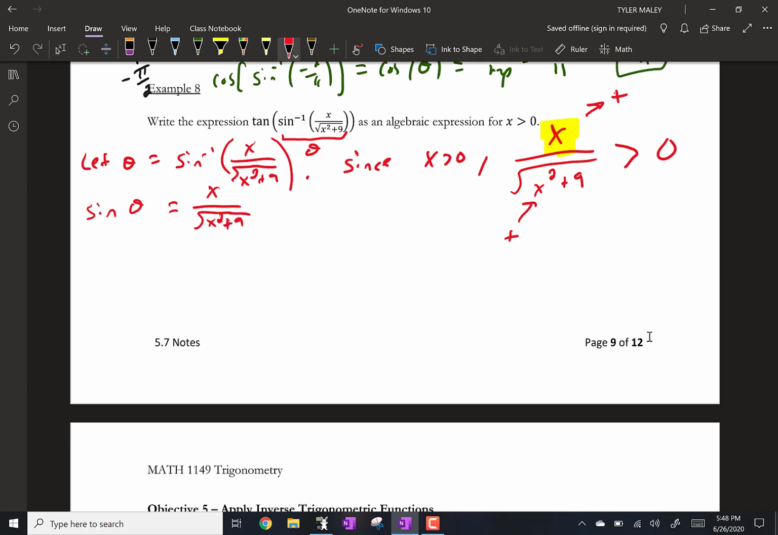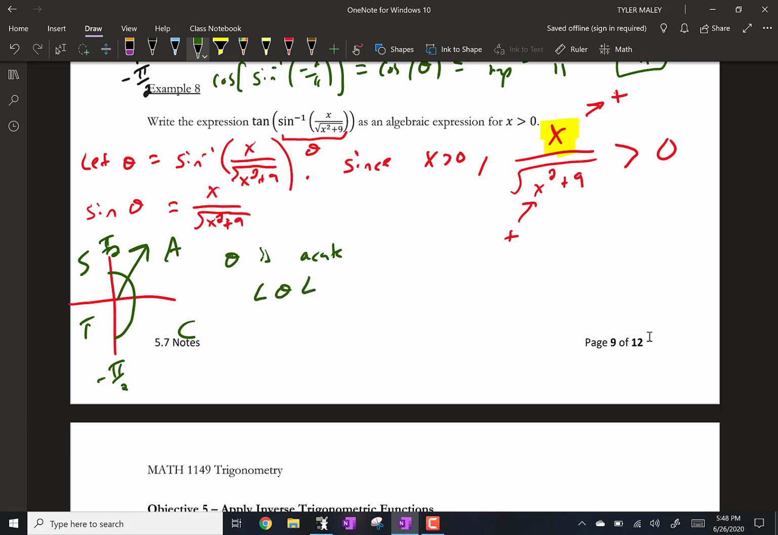Something we know, though, is that this sine of theta is always positive. For sine, we're stuck between negative pi over 2 and pi over 2. Don't forget, all students take calculus, so if it's positive, we're stuck in the first quadrant. So in other words, I know theta is acute, or theta is in between 0 and pi over 2. It's in the first quadrant.